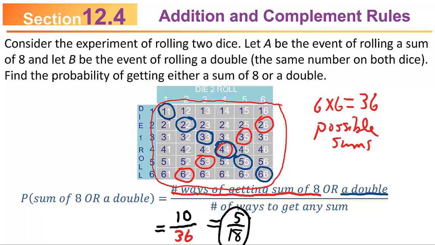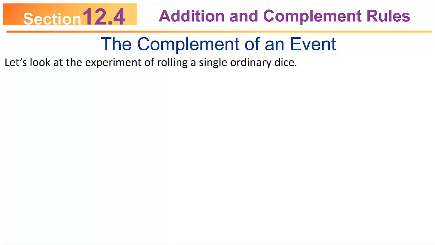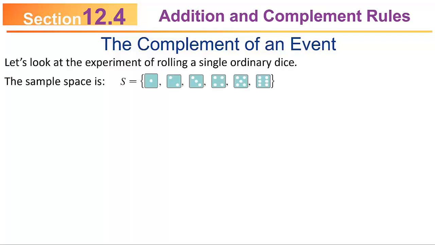Again, we didn't have to explicitly use the addition rule for probabilities, although you could. Let's go to the complement rule that we introduced in our toolbox at the beginning. The complement of an event. Let's take an experiment where we're rolling a single ordinary die. The sample space obviously is going to be either 1, 2, 3, 4, 5, or 6.